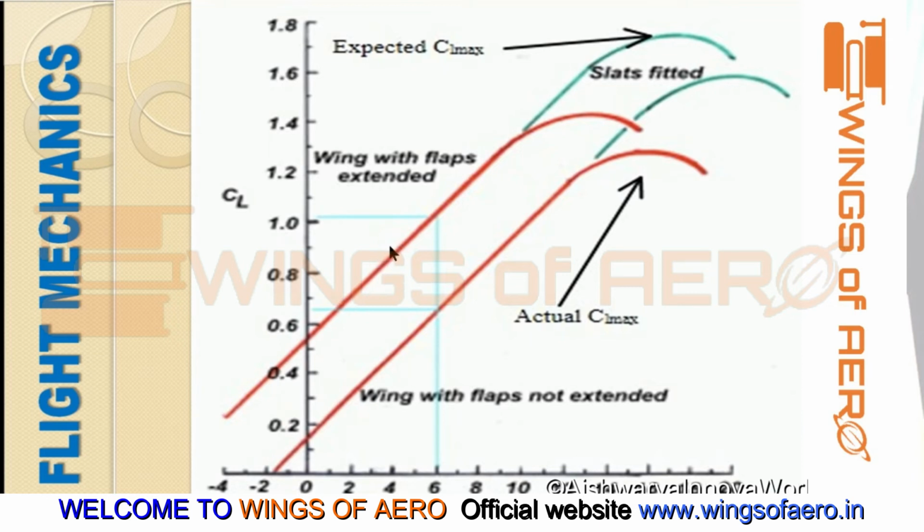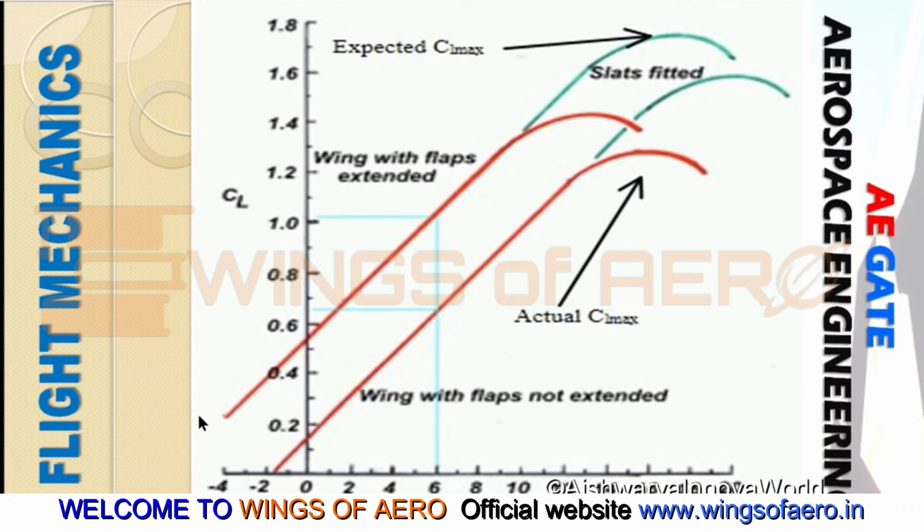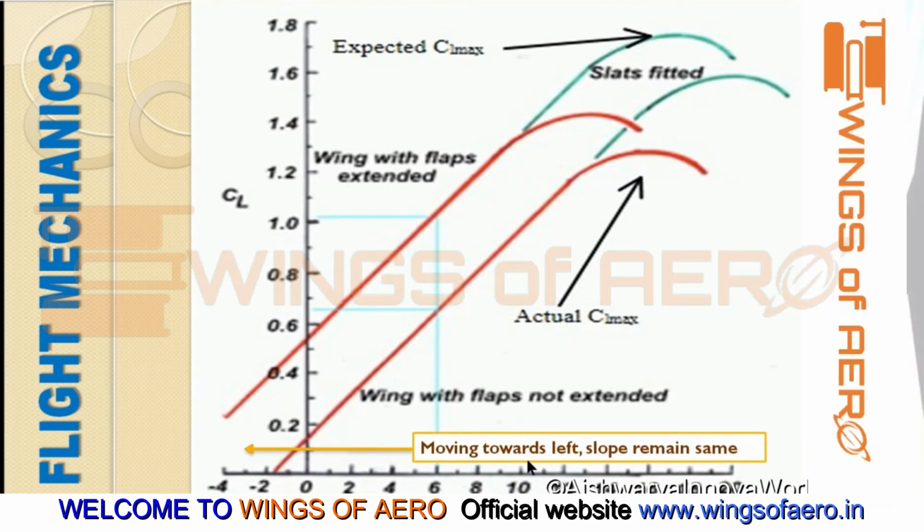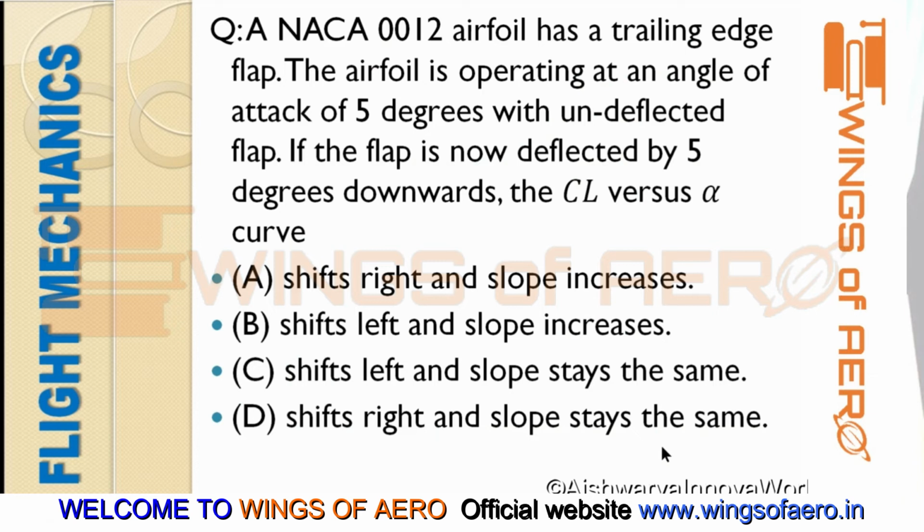Take any one of the slopes; at any angle, the slope remains the same. The only thing is that the curve moves towards the left and the slope remains the same. So what is our right option? Option C: shift left and the slope remains the same. So the right option is option C.